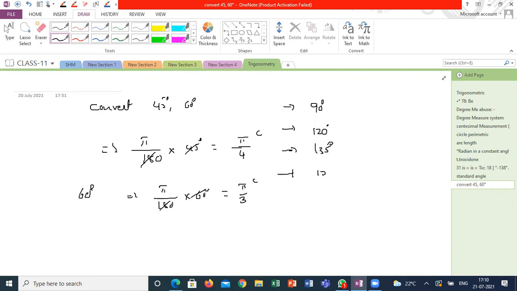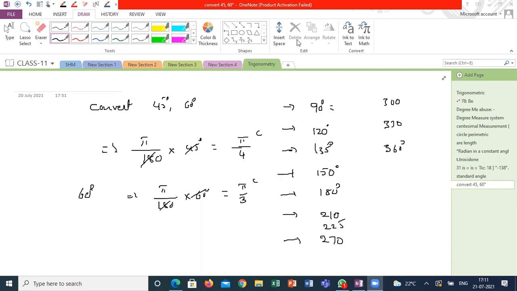135, 150, 180, 210, 270, 300, 330, 360. Guys, can you convert all these? Because from now onwards, all these angles we will also consider as standard angles. And 225 also. Guys, are you able to hear what I'm asking?